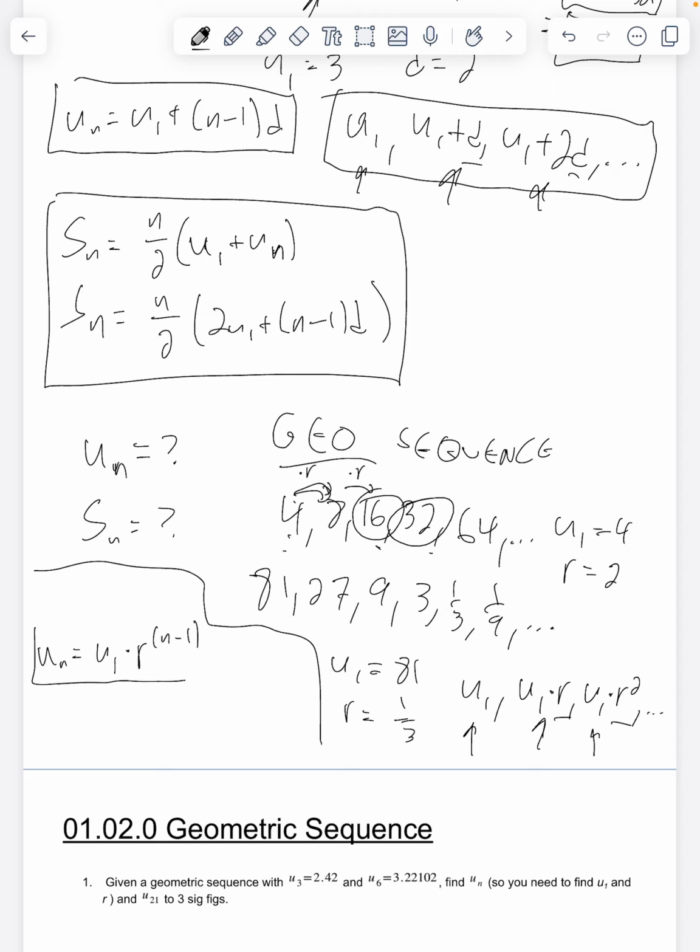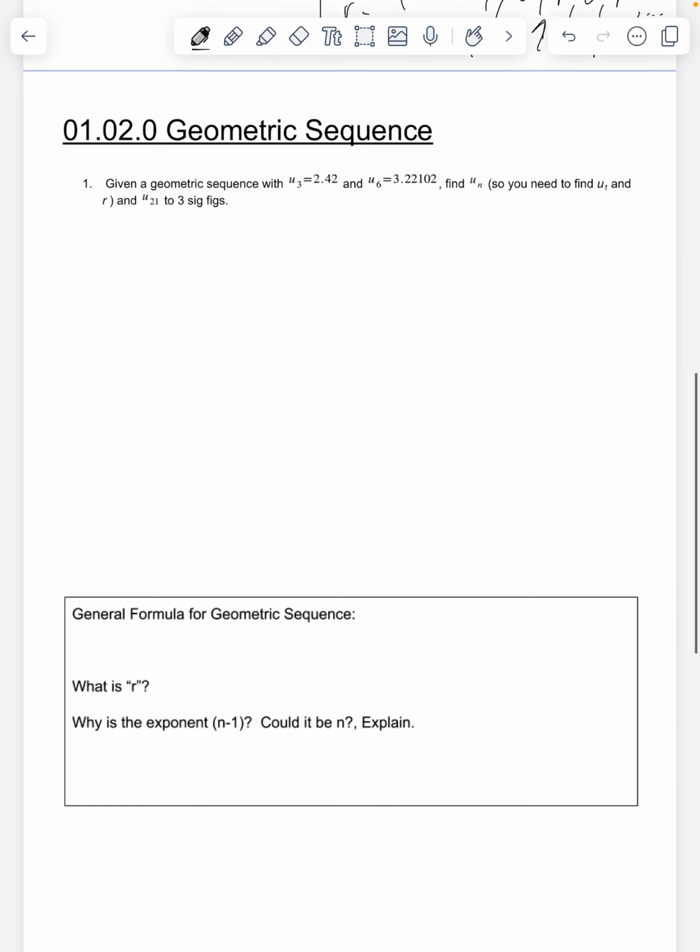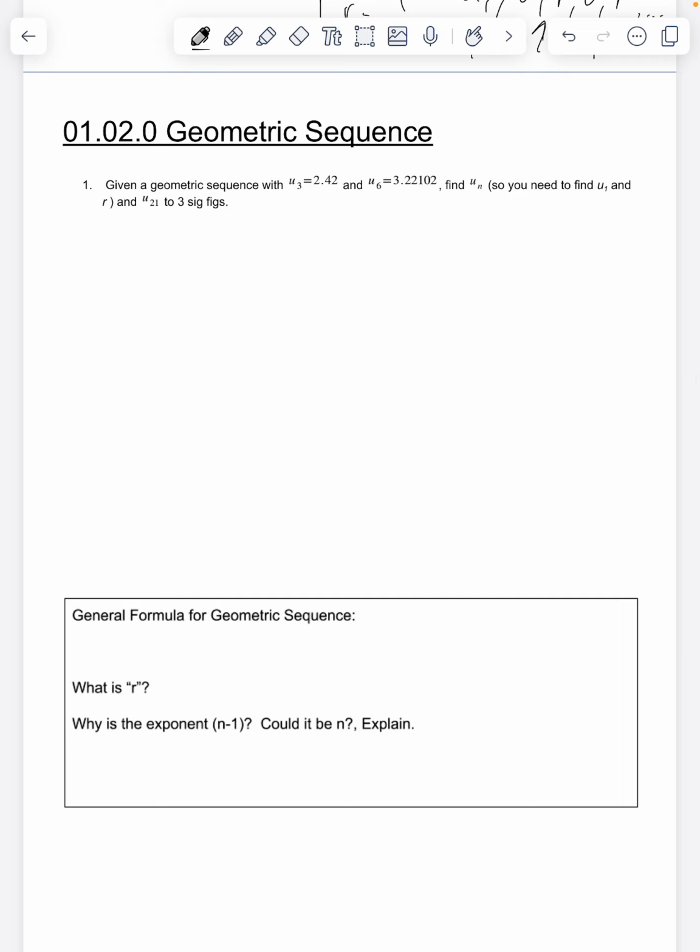That is the general formula. It's in your formula booklet for the nth term of a geometric sequence, and that is what we're going to use to find this first one. In your note packet, this is where your note packet kind of starts. We can write down the general form for the nth term of a geometric sequence: Un is going to be u1 multiplied by r to the power n minus 1.